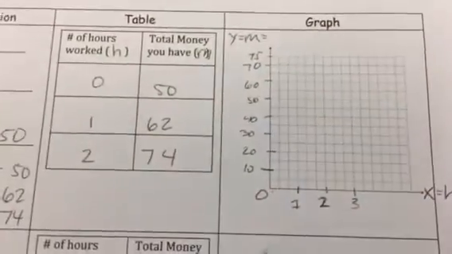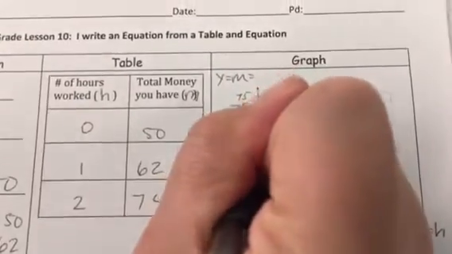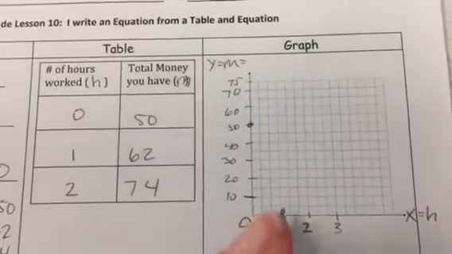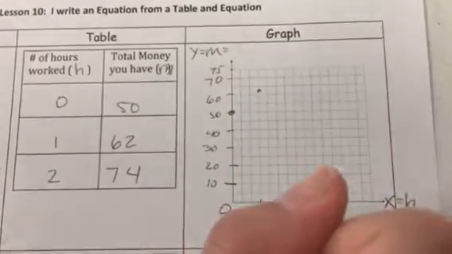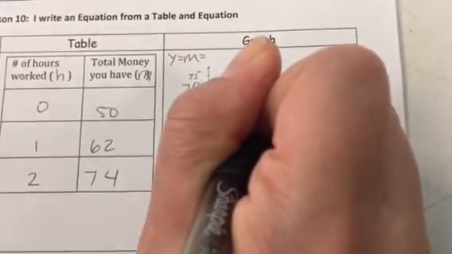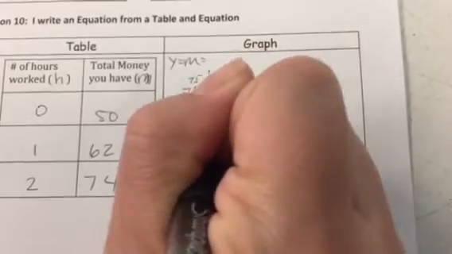Now I can graph my data. So at 0, we start at 50. At 1, we go up to 62. And at 2, we're at 74.